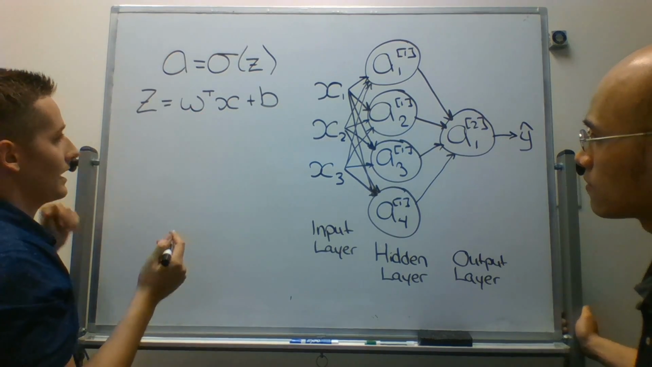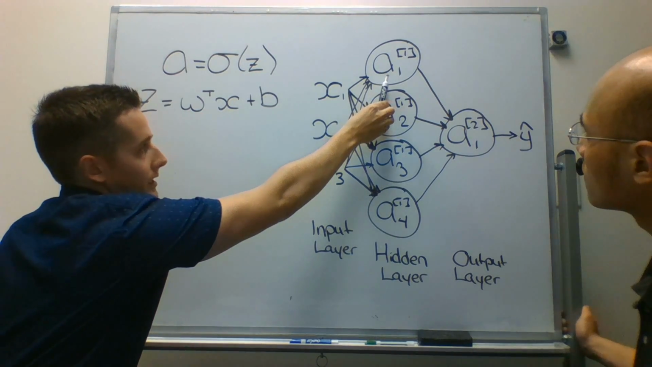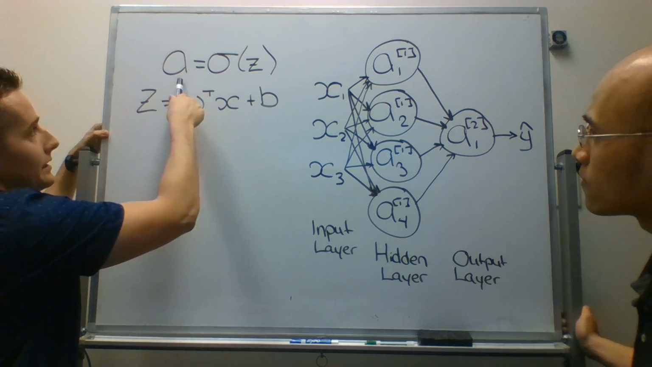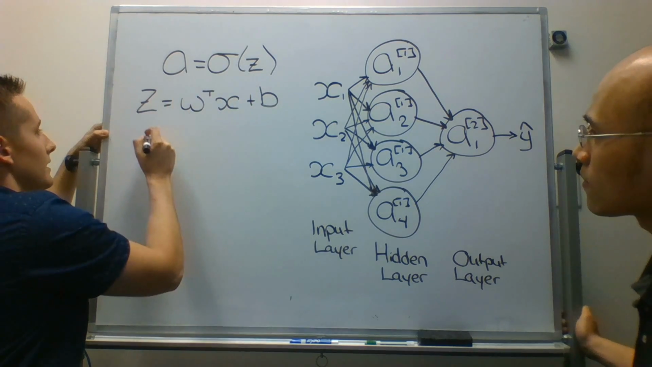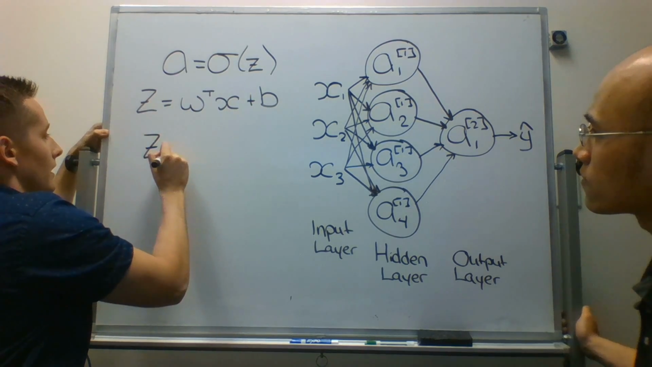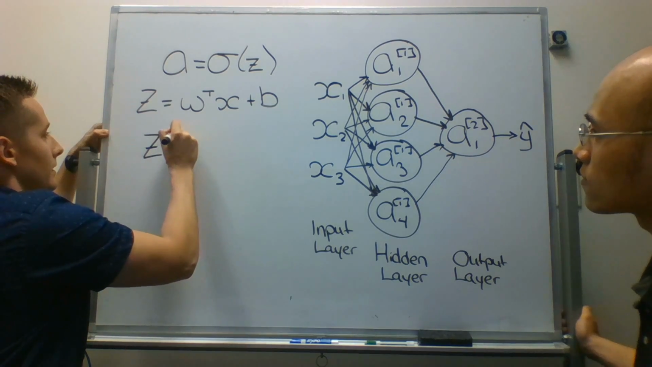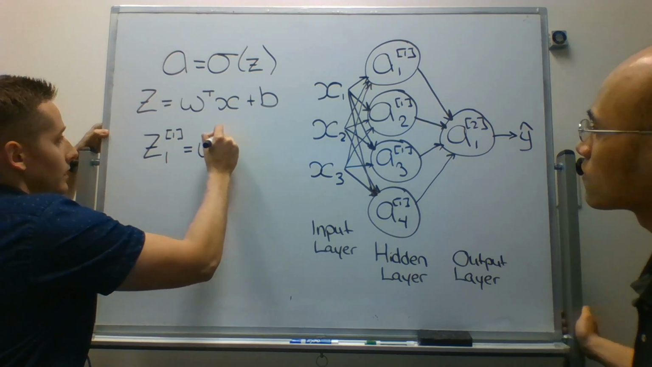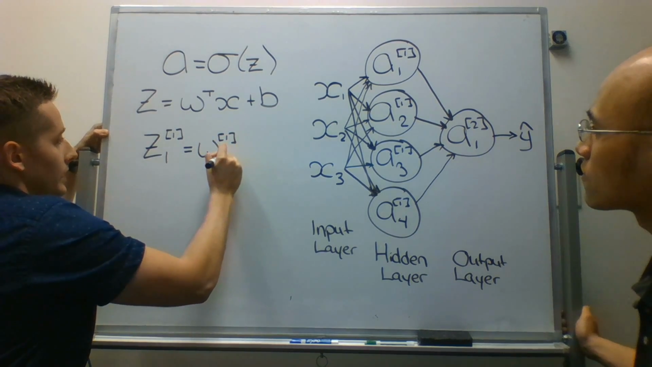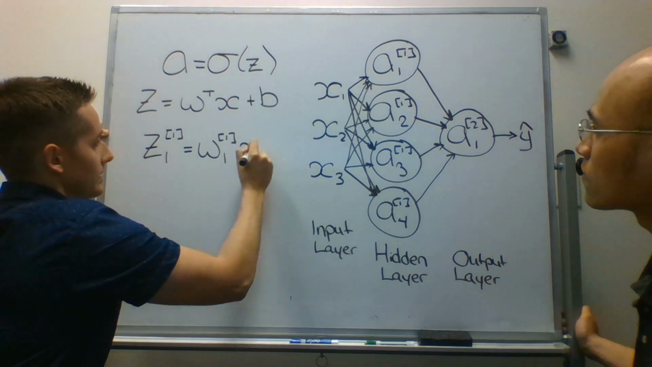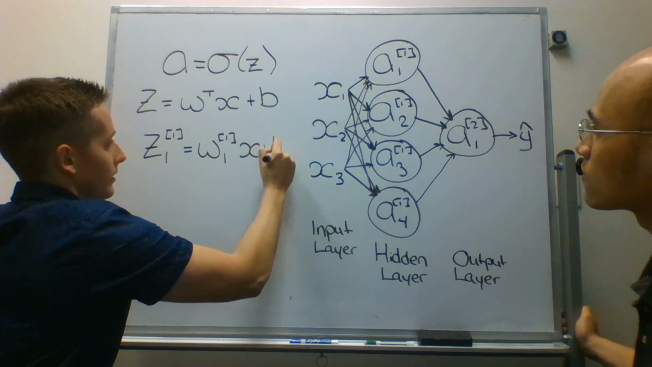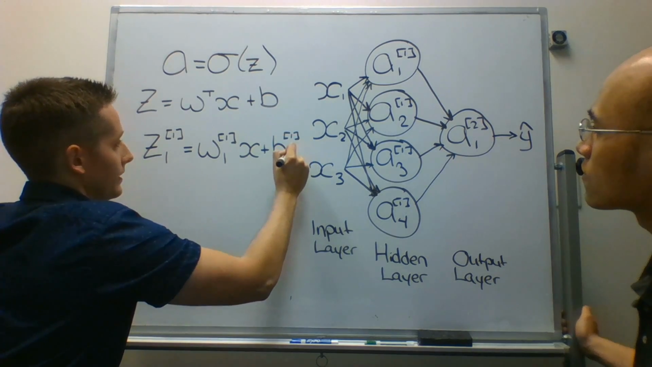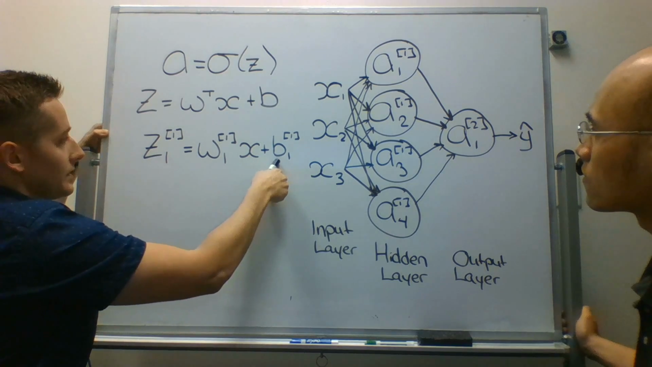So if we break this out, or let's say we want to calculate what is the output of this top node, A1. So we're first going to need to calculate A, we'll need to calculate Z. Z, node 1, layer 1, is going to be equal to our weights at node 1, layer 1, times our x, plus our bias at node 1, layer 1. This is going to be a scalar term.